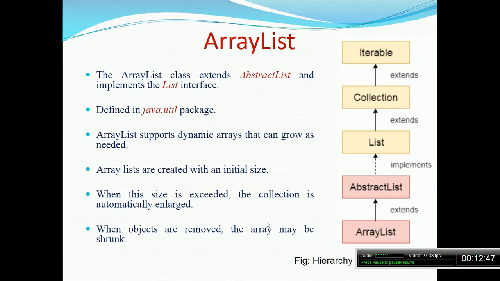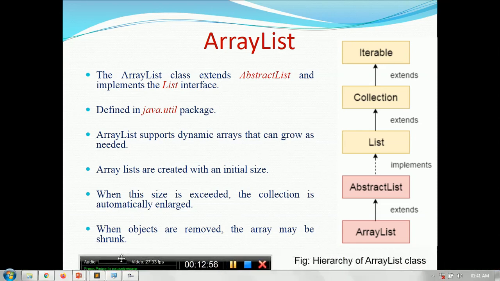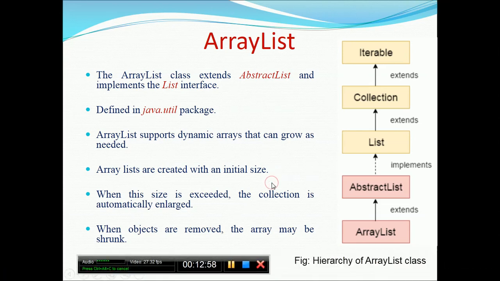Now this is the hierarchy. At the top we have Iterable, then Collection, then the List. These are all interfaces. AbstractList implements this List interface, and ArrayList extends this AbstractList. ArrayList extends the AbstractList and implements the List interface.